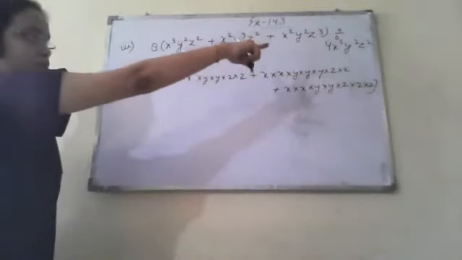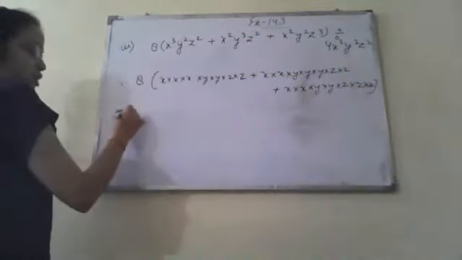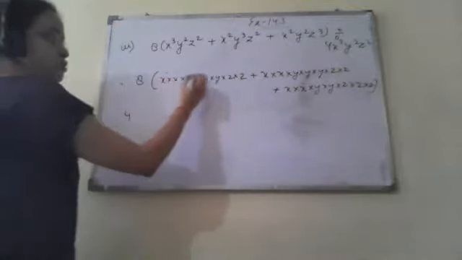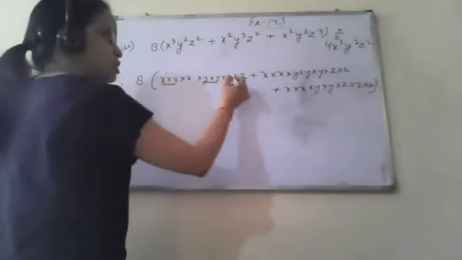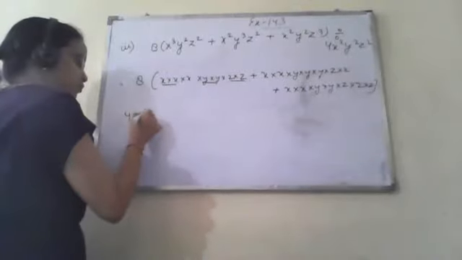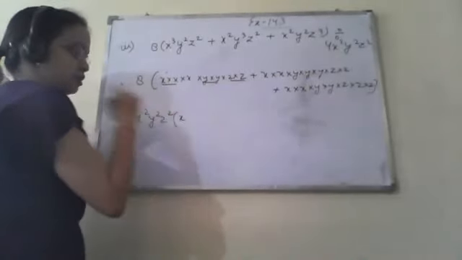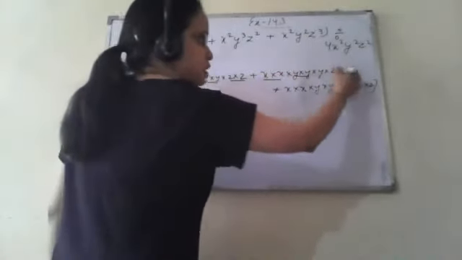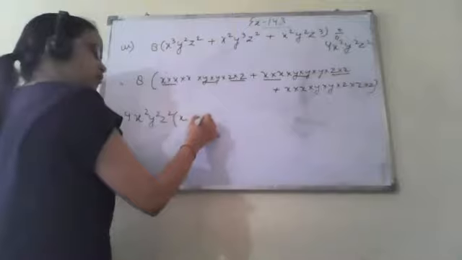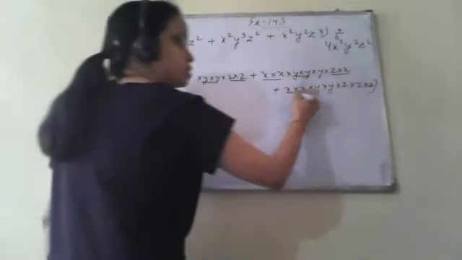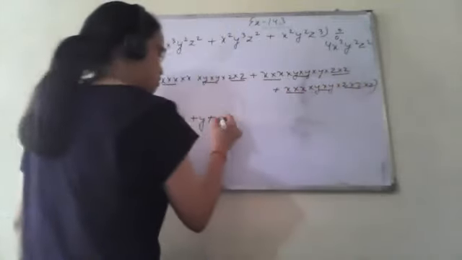What we have to take? We have to take 4, which is also already here. So we have to take x square y square. So we have taken x square y square z square. So what is left? x from this expression, plus y from this expression, plus z from this expression.